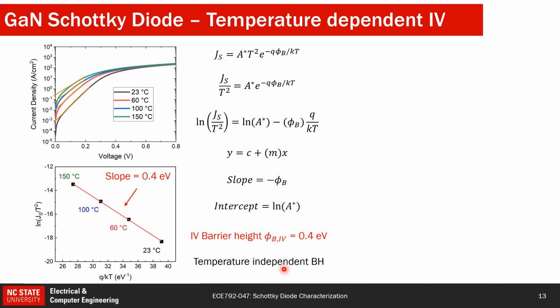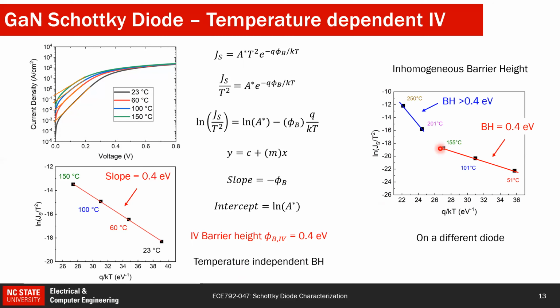I can also show you what an inhomogeneous barrier height would be, where you can see that with temperature my barrier height is changing. There are many papers where you will see a straight line and people claim they have a temperature independent barrier height. And if you have some non-idealities, either in the material or during the fabrication, you can sometimes see an inhomogeneous barrier height also.